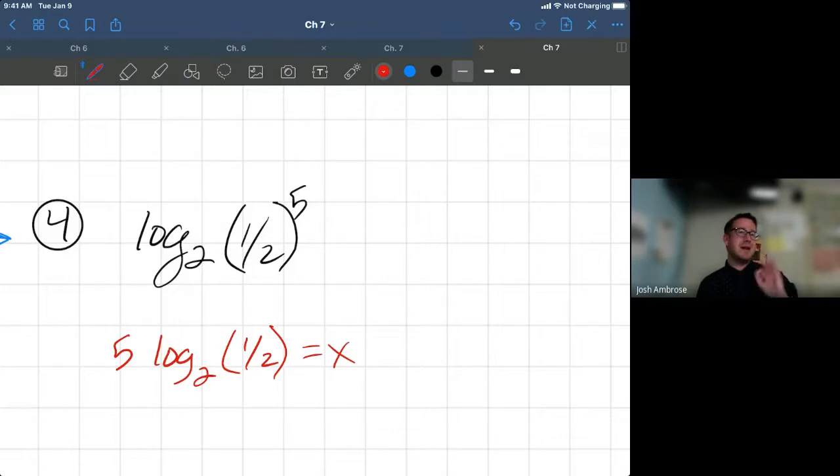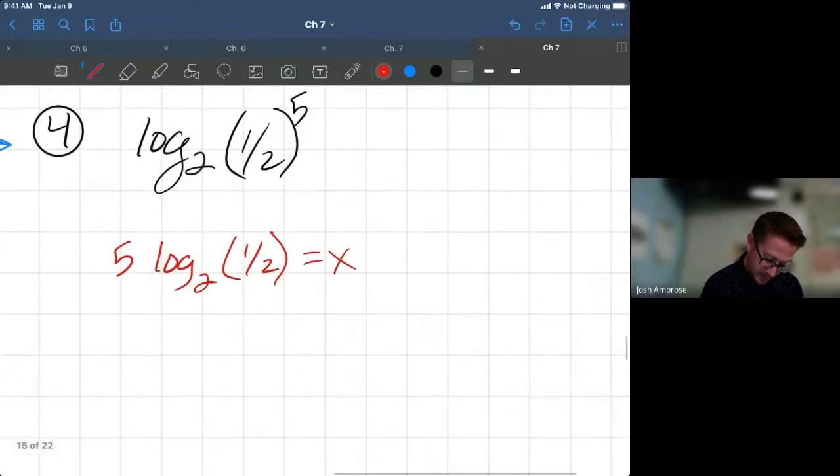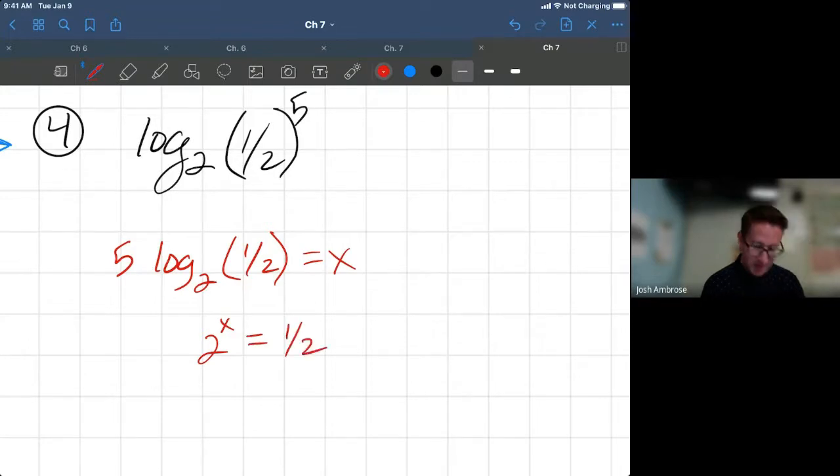Now, for the time being, I don't want this 5 right here to be used yet. Okay, so imagine that this 5 isn't here, and I want you just to solve this part right here, which we know how to do because we did it in the last section. So let's do that. You would rewrite this, and it would be 2 to the x power equals 1/2. By now, you should start getting used to this.